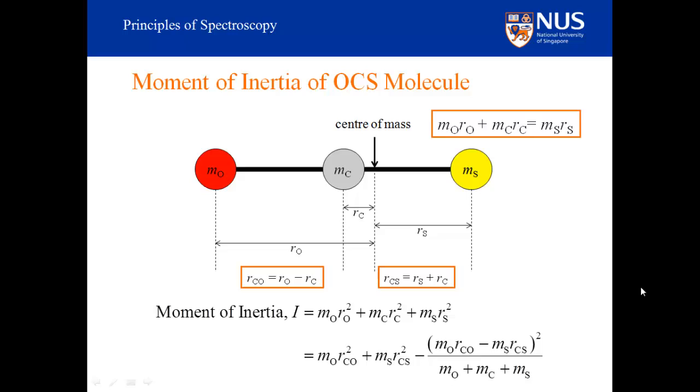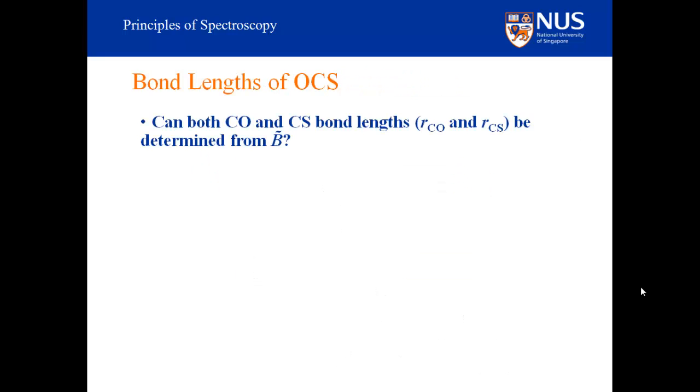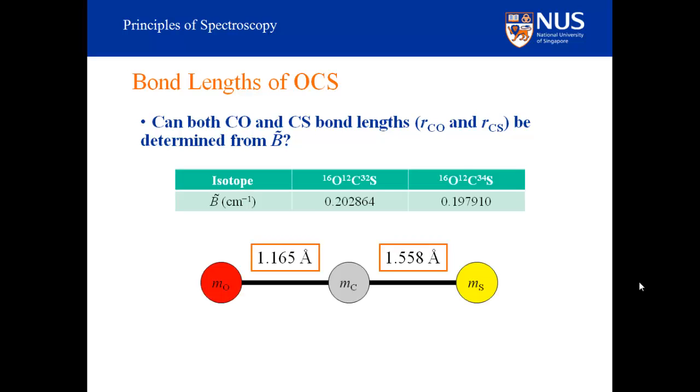What about the bond lengths of OCS then? Can we determine the CO bond length and the CS bond length from a calculation of the rotational constant B? Well, yes we can, but it's not obvious. If we only had the value for B for this isotopic mass of OCS, we couldn't do it.